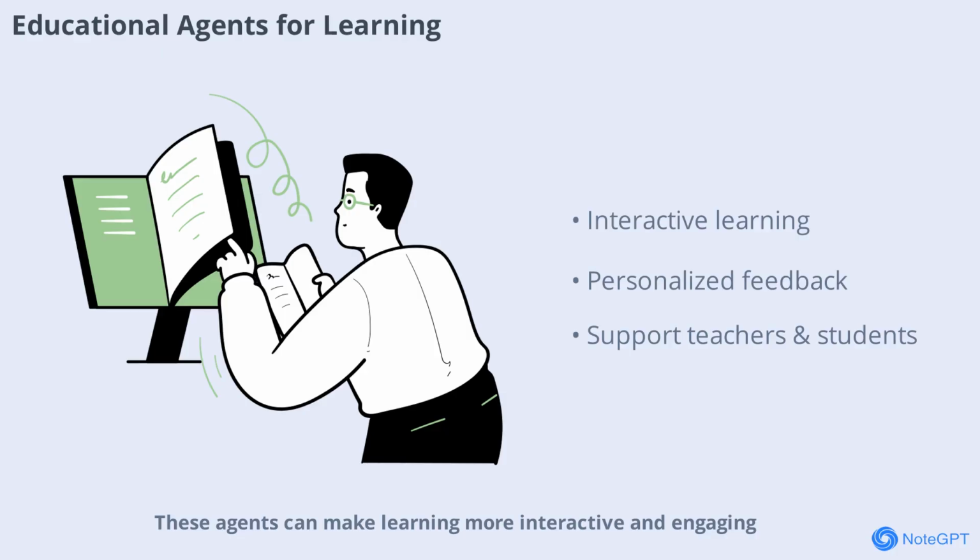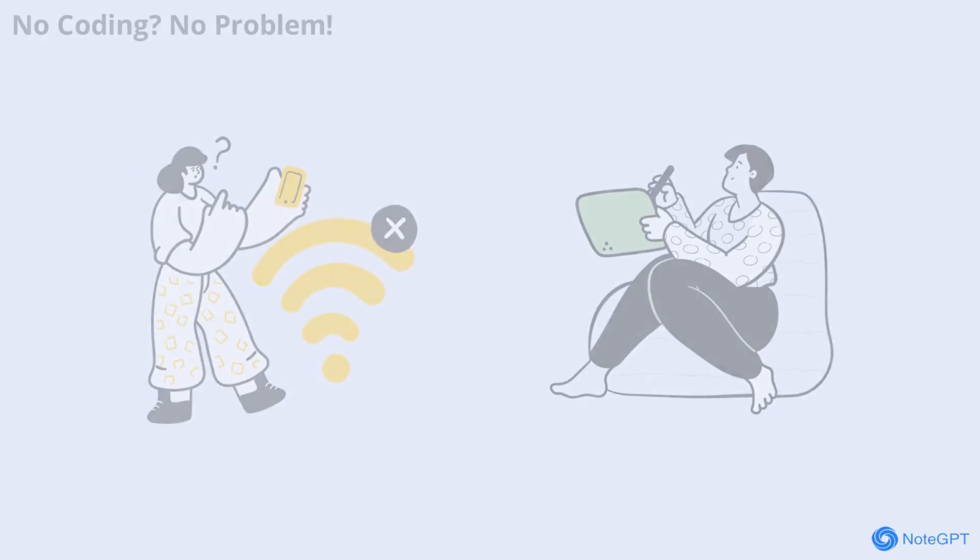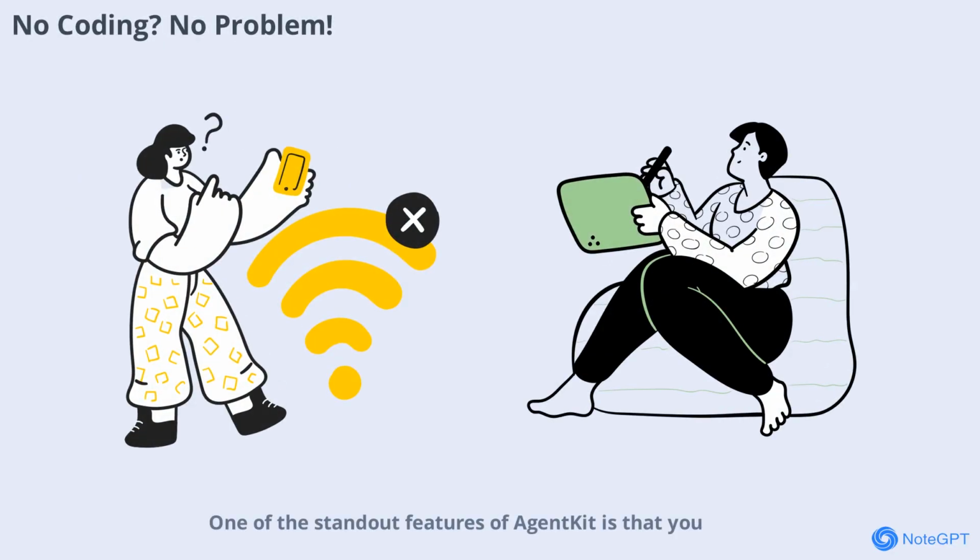These agents can make learning more interactive and engaging, supporting both teachers and students in new and innovative ways. One of the standout features of AgentKit is that you don't need to be a coding expert to use it. The platform's user-friendly design and visual tools mean anyone can start building AI agents right away. This opens up AI development to a much wider audience, empowering more people to innovate and solve problems with intelligent technology.